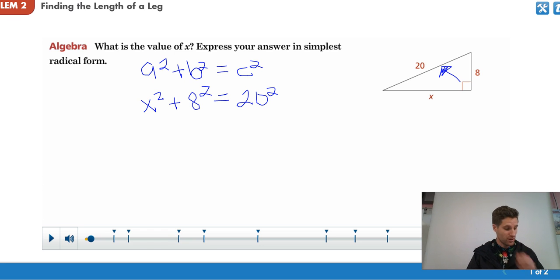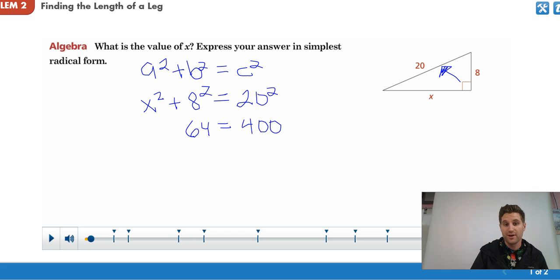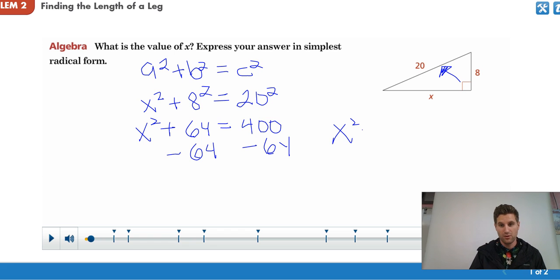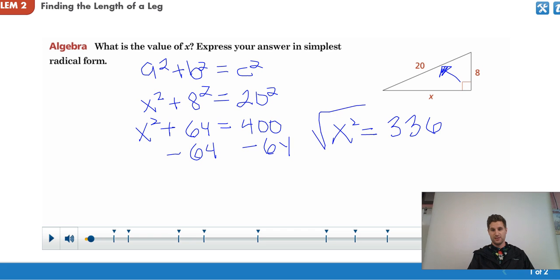And we're going to go ahead and solve this. We get 8 squared, which is 64. I don't even know why I did that in my calculator. I knew that one off the top of my head. 20 squared we just did, which was 400, plus x squared. And we want to go ahead and subtract 64 from both sides. And x squared is going to equal 336. Then I'm going to square root both sides.